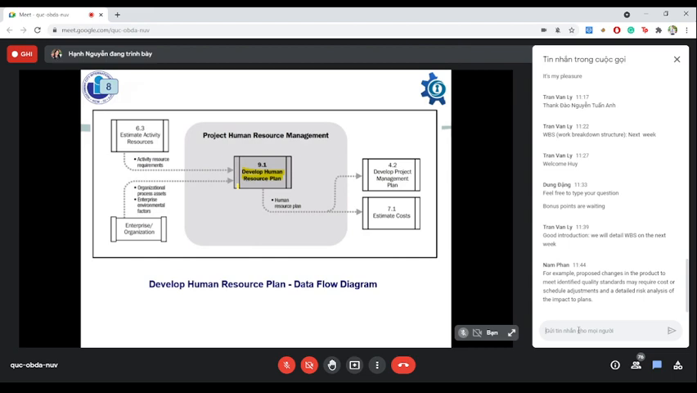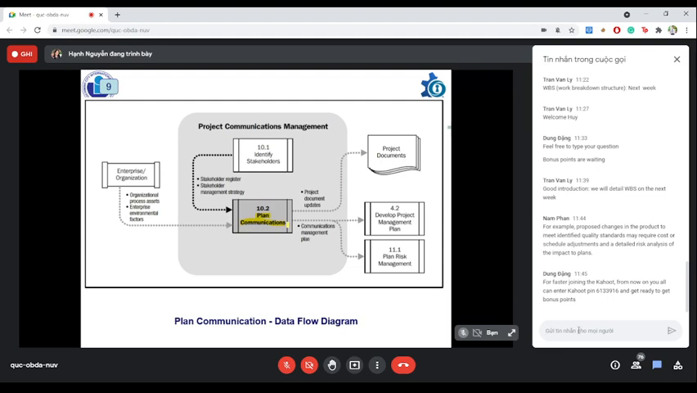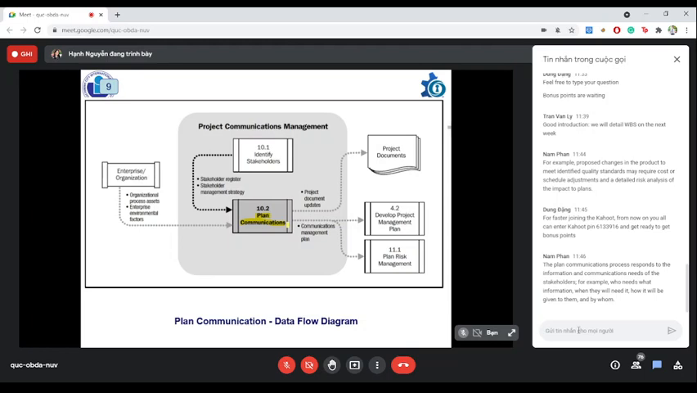The other part of the planning process is plan communication. Plan communication is the process of determining the project stakeholder information needs and defining a communication approach. The plan communication process responds to the information and communication needs of the stakeholders. For example, who needs what information, when they will need it, how it will be given to them, and by whom. While all projects share the need to communicate project information, the informational needs and methods of distribution vary widely. Identifying the information needs of the stakeholders and determining a suitable means of meeting those needs are important factors for project success.